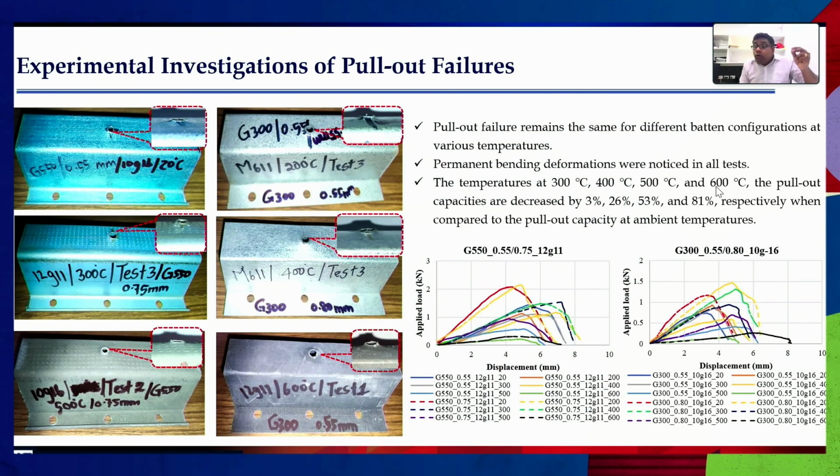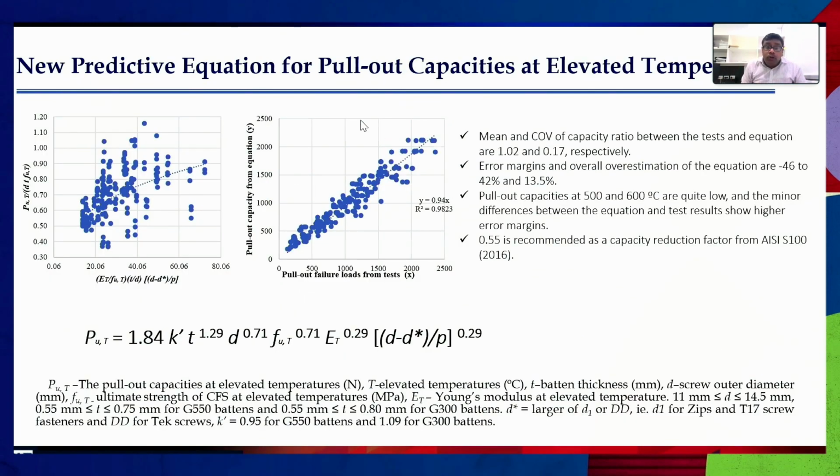Similarly, if your batten is exposed to 600 degrees Celsius, there will be an 81% reduction in the capacity. And at 500 degrees, the capacity is decreased by 53%. All these values we have incorporated into the room temperature capacity equation, and we have come up with a design rule to obtain the capacity at different temperatures for the pull-out failures.